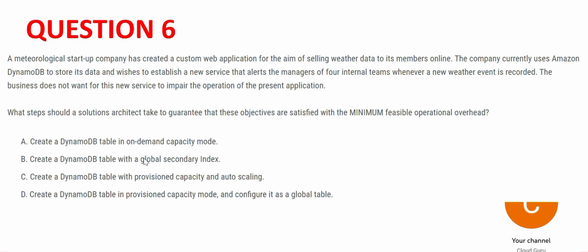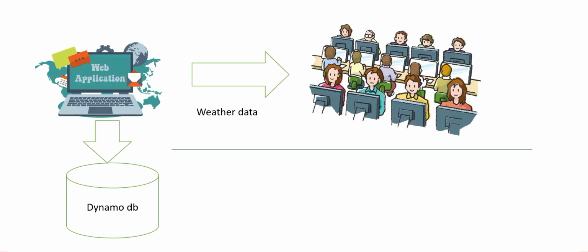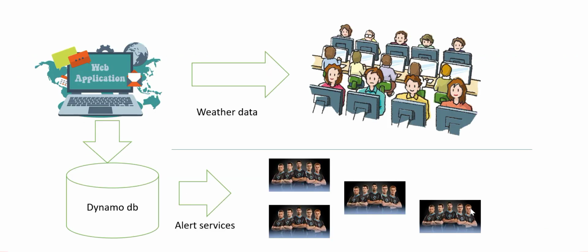Let's scan through the options. The first one says on-demand capacity mode. This looks to be a potential answer because the question says that whenever you are adding the new feature, sending alerts, you should not impair the operation of the present application. So this is your present application, and what you are doing is adding this piece. When you add this piece, it should not affect the performance of the first piece. That is the basic ask.